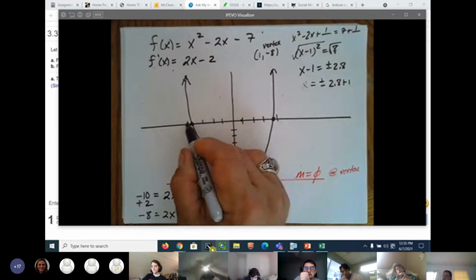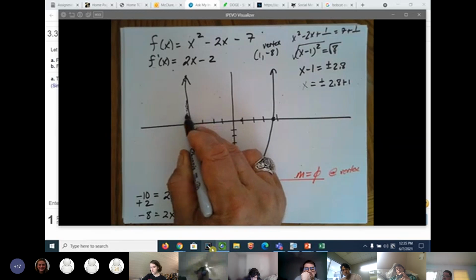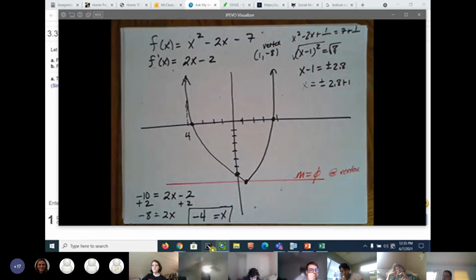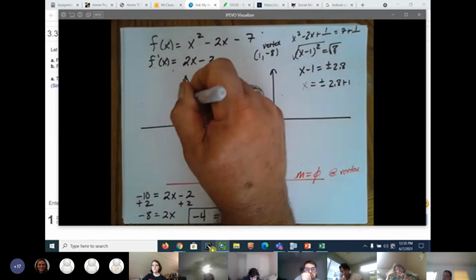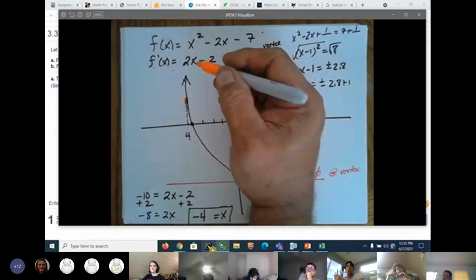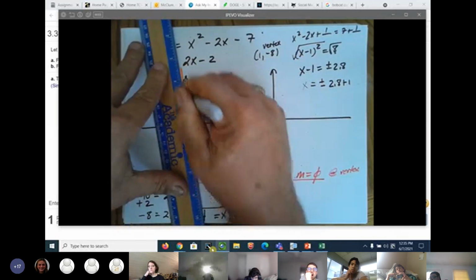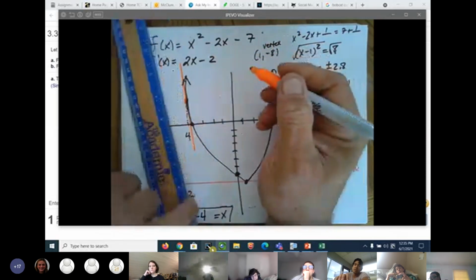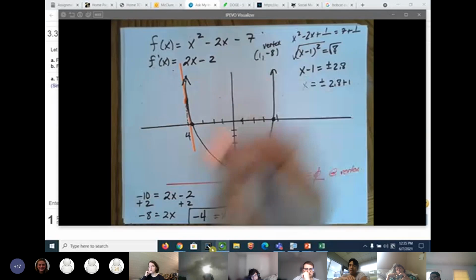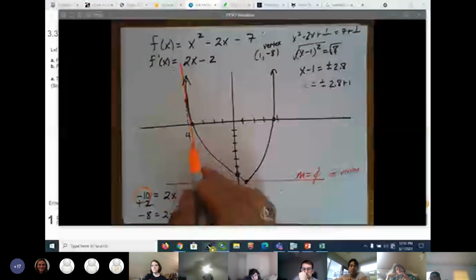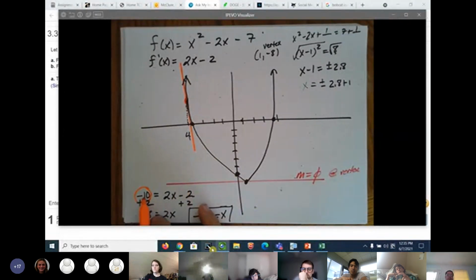So at negative 4, 1, 2, 3, 4, right here. What is the slope of this orange line? I want somebody to say it. What's the slope of that orange line? Negative 10. Thank you.